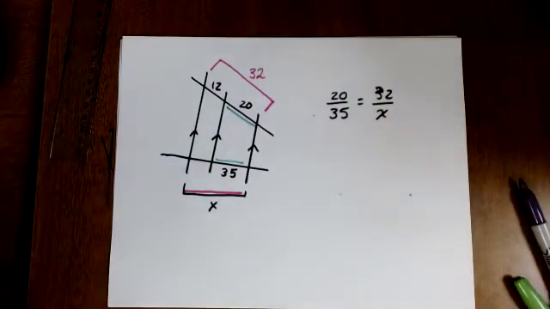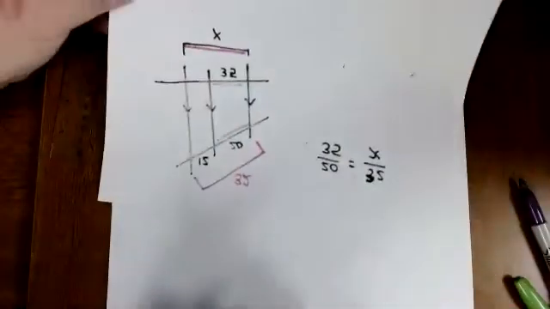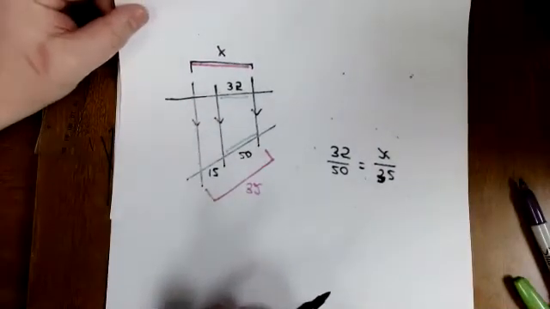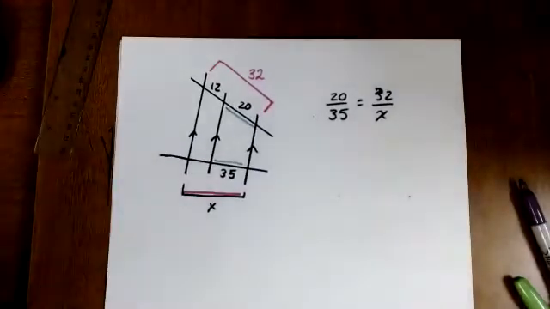I have a question. So if you were working from bottom to top, could you do 35 over 20 and x over 32? Yeah, you could. It would be exactly the same. I mean, think about it. If I drew the picture this way, right? You would do the same thing, right? So yeah, it would still work. Okay. Good question.